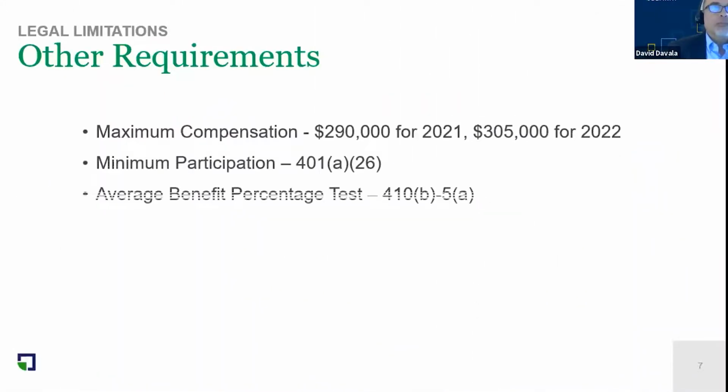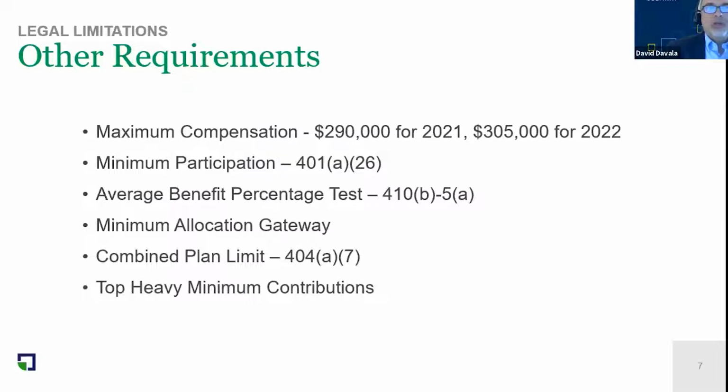Okay. Other requirements. I'm listing the maximum compensation again, like in the prior slide, $290,000 for 2021, $305,000 for 2022. This not only applies to the defined benefit plan, it also applies to the defined contribution plan.